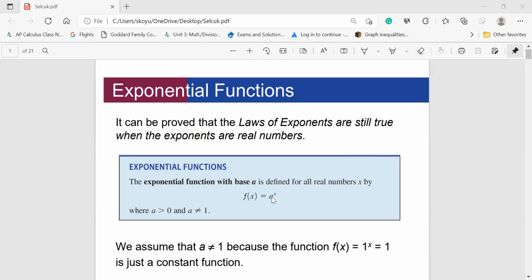So a can never equal 1 because 1 raised to any power is 1, which will just be a constant function, not exponential. Exponential functions will always have this form, where you have a number on the bottom, which we call the base, and then the power is a variable. In this case, we're just using x as the variable. So that's called an exponential function.